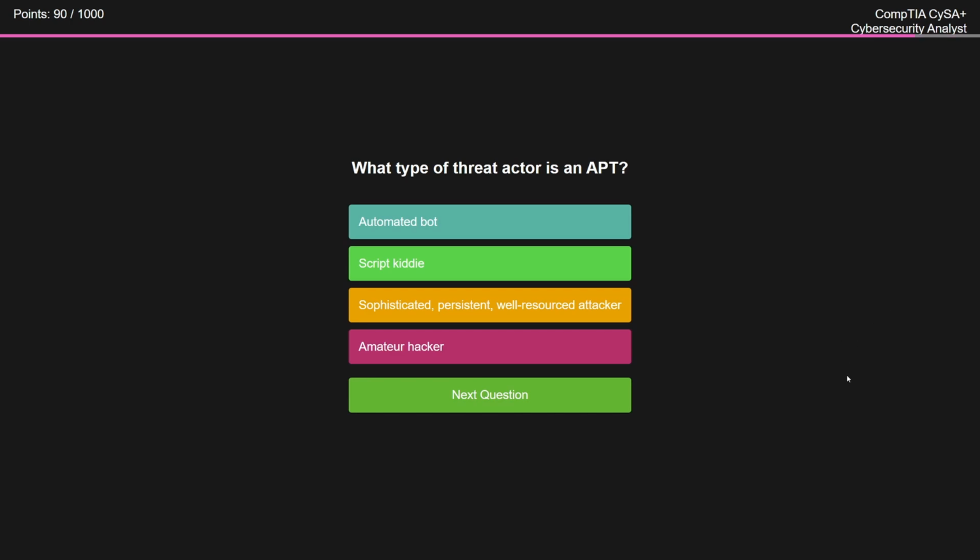What type of threat actor is an advanced persistent threat? Automated bot, I have no idea why it would be that. Script kiddie. Sophisticated, persistent, well-resourced attacker. Or we have an amateur hacker, my bad. So what type is it? For me, it would be sophisticated, persistent, well-resourced attacker.